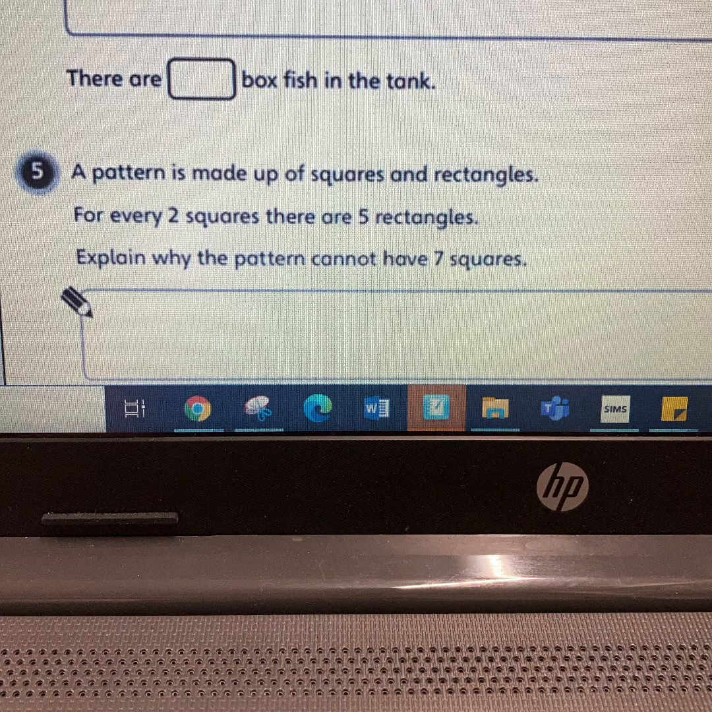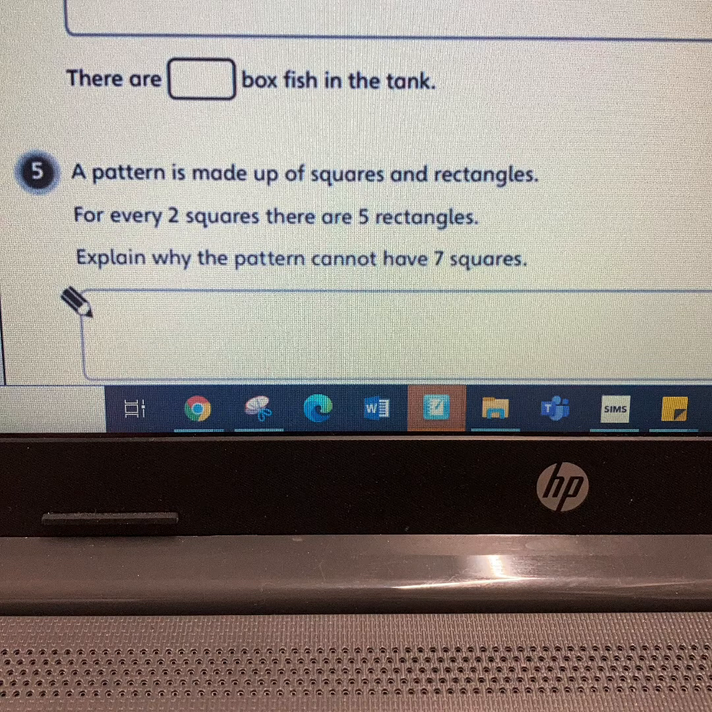Okay then, so for this last one, if for every 2 squares, there are 5 rectangles. So your basic ratio is 2 to 5. Okay, what about if we had one more lot of each? So then we would have 4 squares to 10 rectangles. What about if we had 6 squares? Then we would have 15 rectangles. What about if we had 8 squares? Then we would have 20 rectangles.